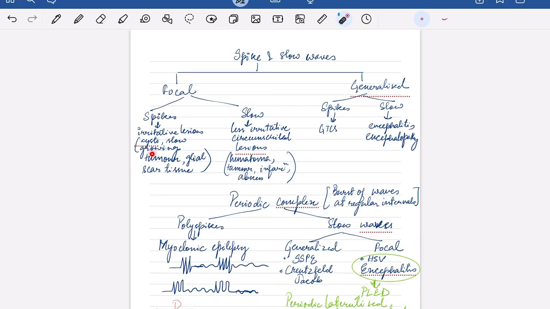If there are focal spikes, then it is suggestive of an irritative lesion like a cyst, slow growing tumor or a glial scar tissue. If it is a focal slow wave, then it is suggestive of less irritative circumscribed lesions like hematoma, tumor, infarction or abscess. Now in case of generalized, if it is generalized spikes, then it is suggestive of GTCS type, and generalized slow waves is suggestive of encephalitis or encephalopathy, that is coma-like situation.